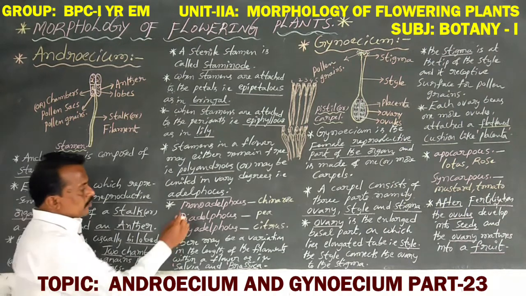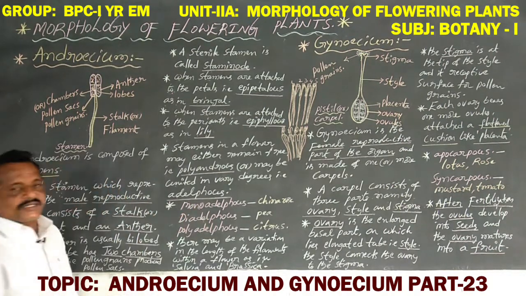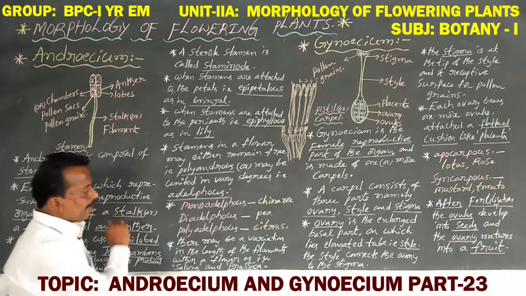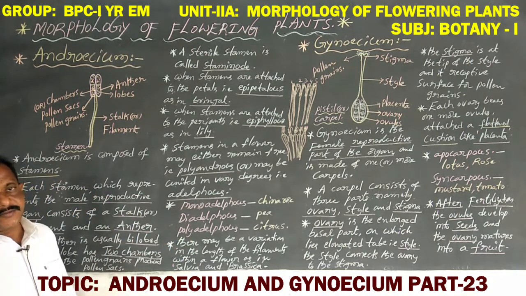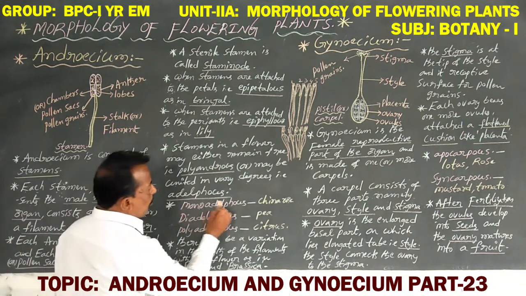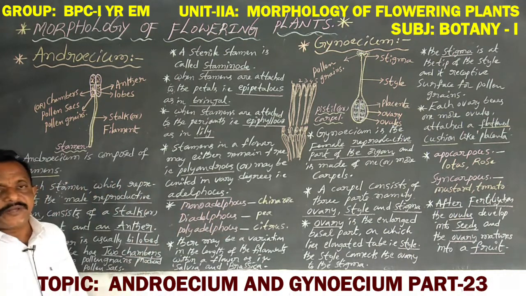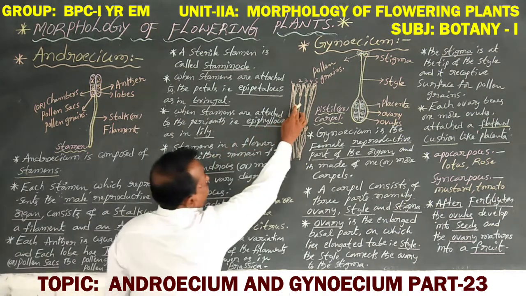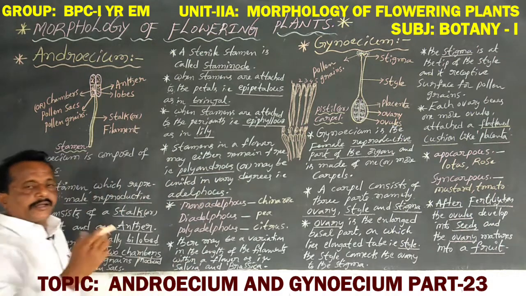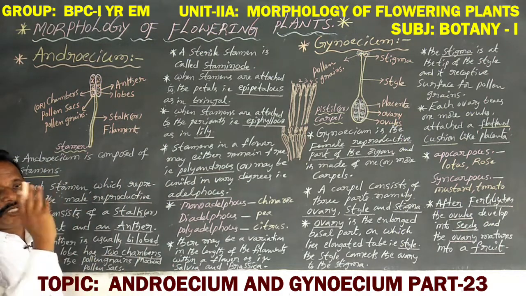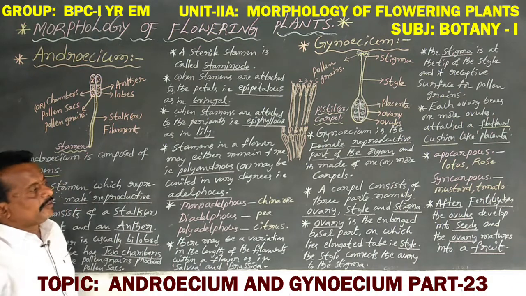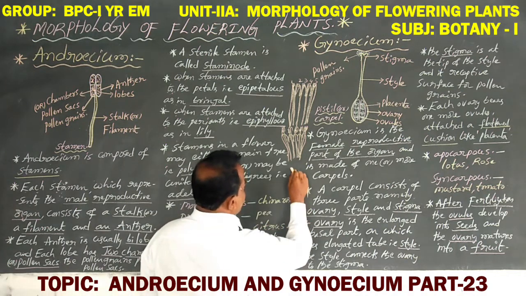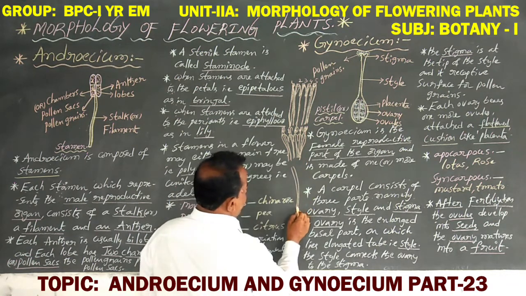Now, what is the meaning of monoadelphous? What is the meaning of diadelphous? What is the meaning of polyadelphous? Students, in monoadelphous, stamens are united and arranged in one bundle or one bunch-like structure. That is monoadelphous.